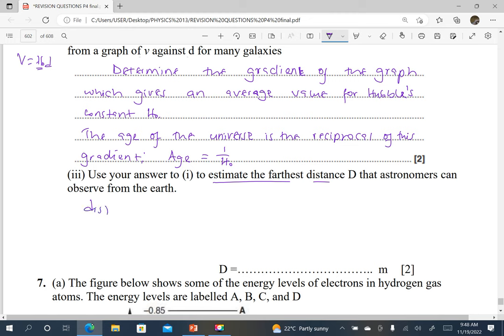So the farthest distance is equal to speed times time. Since we are relying on light, we shall consider the speed of light, that is 3 times 10 power 8. For the time, we should use the age of the universe. We have seen in the previous part that the age of the universe is 4.523 times 10 power 17 seconds. I can check with my calculator. You can also verify this is 1.4 times 10 power 26.